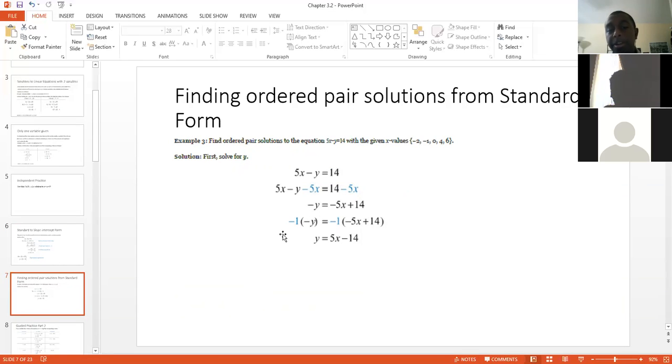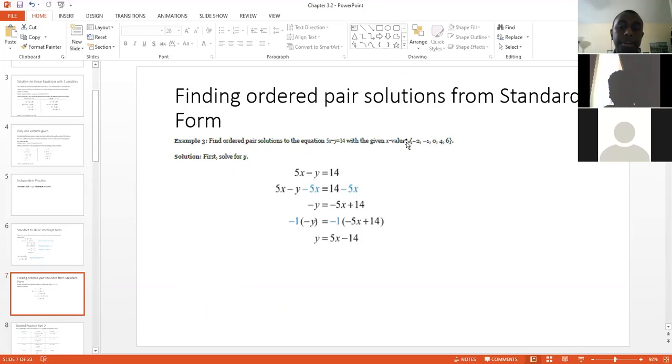So we can use the multiplication property of equality, multiply negative 1 on both sides. So negative 1 here, negative 1 there. Then the negatives cancel out, so you're left with positive y. And you have to distribute the negative to both -5x and 14. So negative 1 times negative 5x is 5x. Negative 1 times 14 is negative 14. So 5x minus 14 equals y.